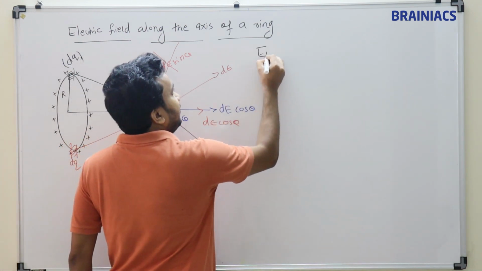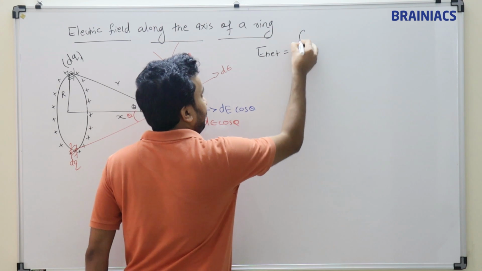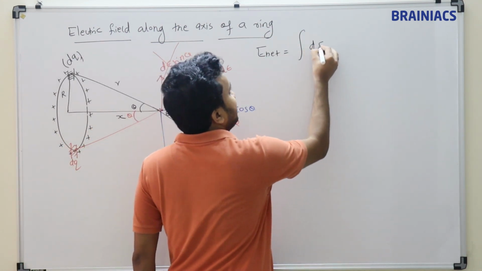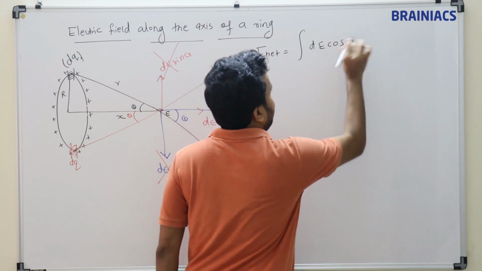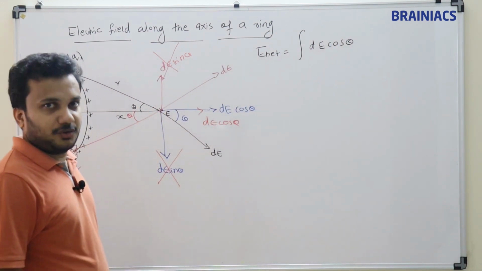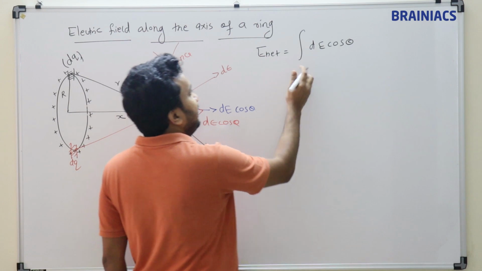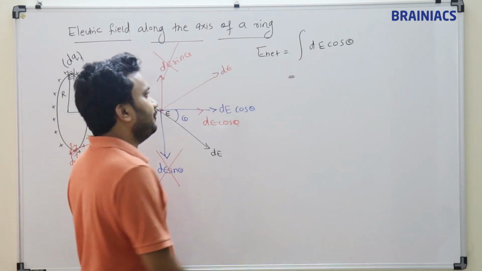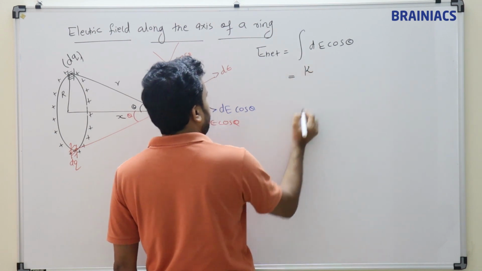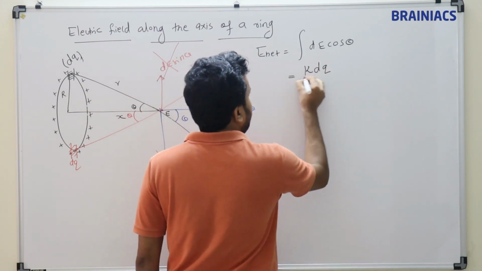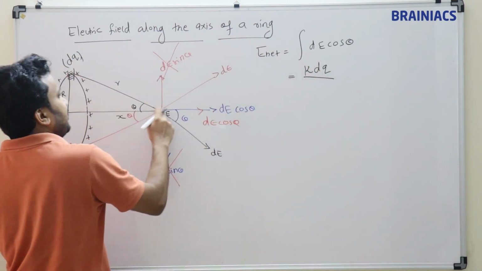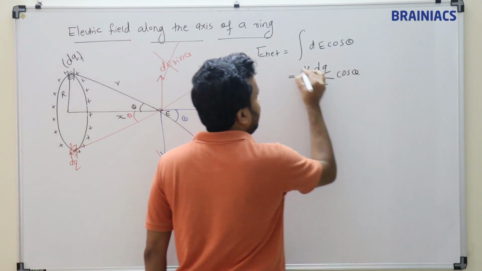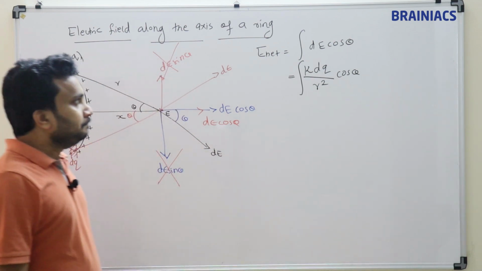So our net electric field, E net, will be equal to the integration of the total. We have to add everything, so we get the integral of dE cos theta. While integrating, we substitute for dE. What is the value of dE? K, where K is 1 by 4 pi epsilon 0, into dQ divided by the distance from here to here, which is r squared, into cos theta, under the integration.